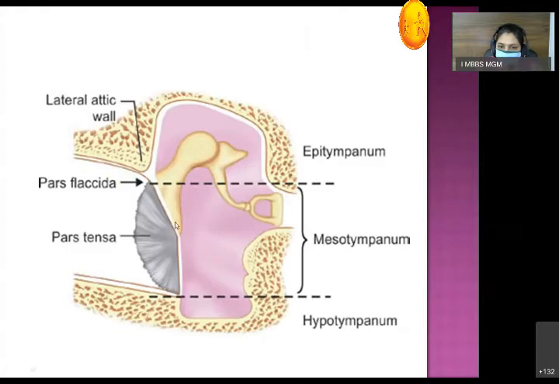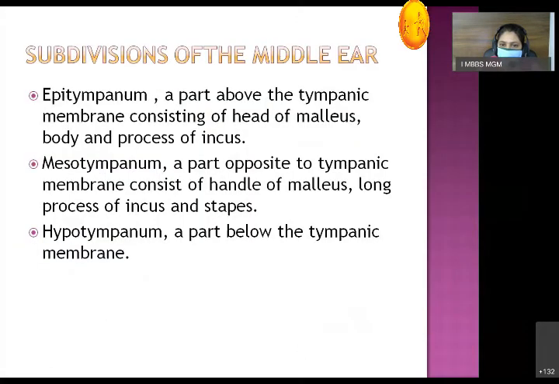So here you can see this part. This is the tympanic membrane. We have to study this cavity in relation with the tympanic membrane. So above the tympanic membrane, this part is the epitympanum, where there is the presence of the head of malleus, the body of incus, and the processes of incus.